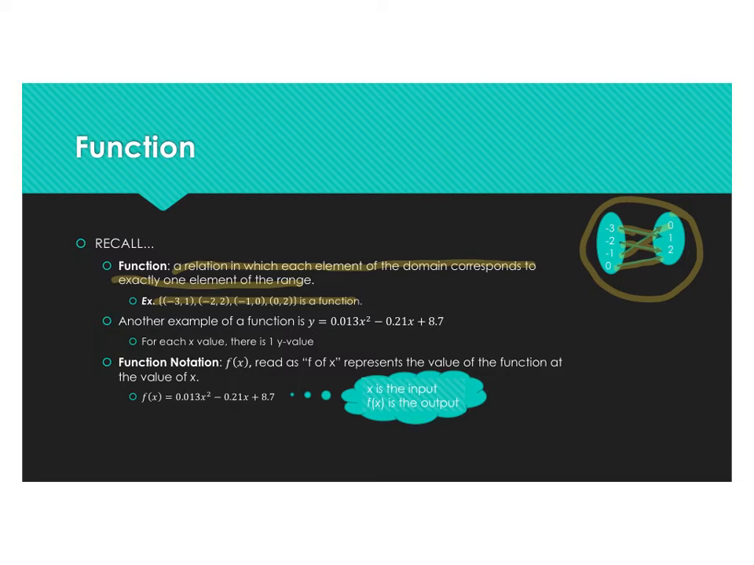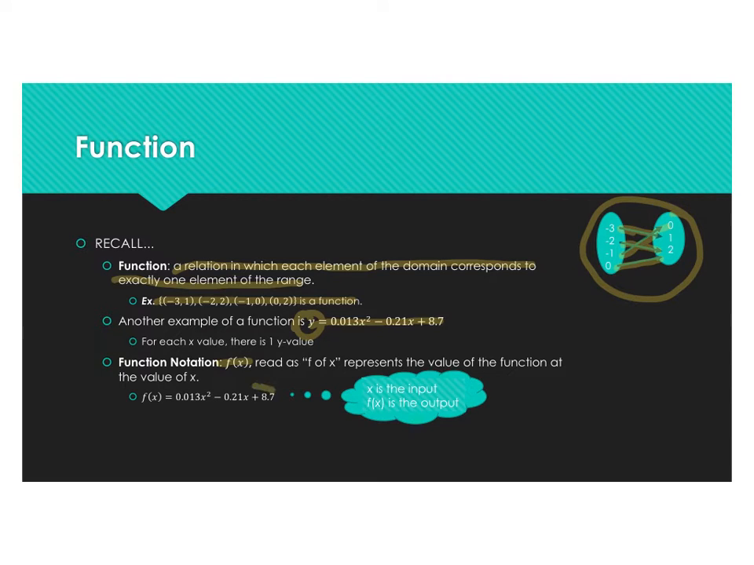Another example of a function is something of this nature. Remember, if the largest exponent is squared, it is a parabola or a U-shaped figure. For each x value, there is only one y value. And then for function notation, instead of a y equals, like we had here, we'll have an f of x. And it represents the value of the function at that specific value of x.